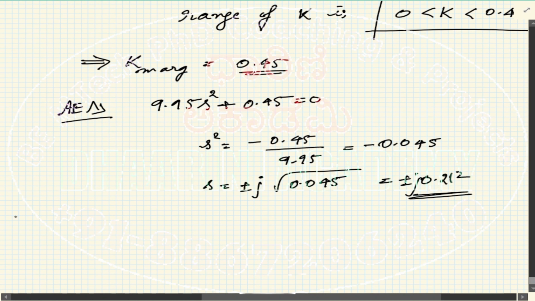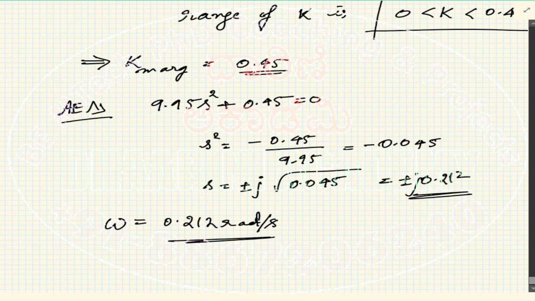Equating this with omega, we'll find that the oscillation frequency should be 0.212 radian. Whenever we have s equal to j omega, it means no real part. So the root s is present on the y-axis. As soon as we have this, we can directly write that. Okay, this is the required answer.